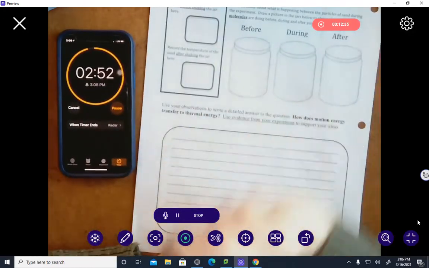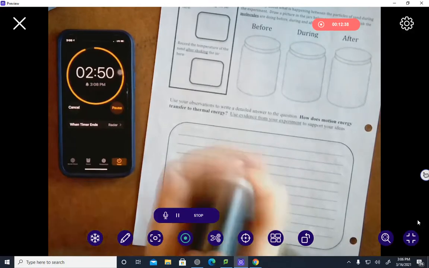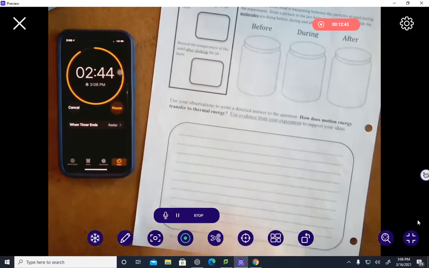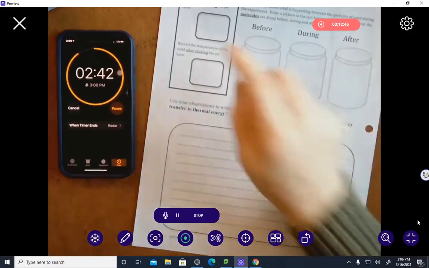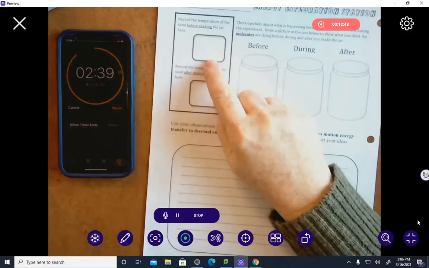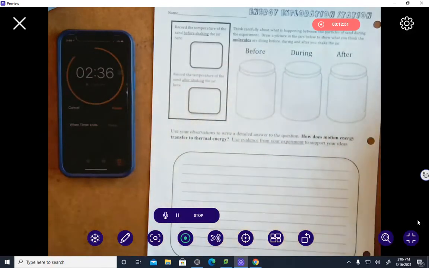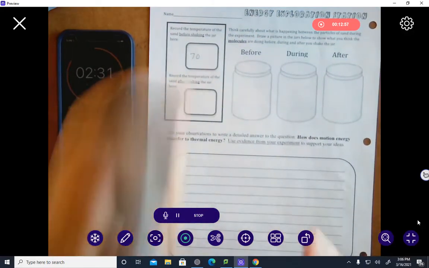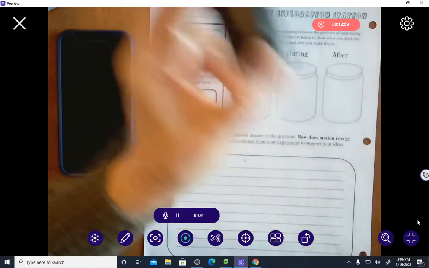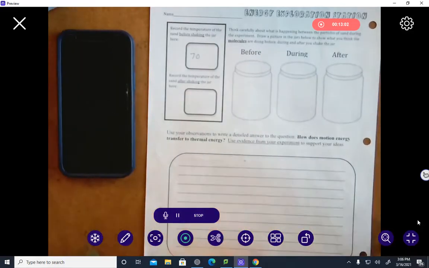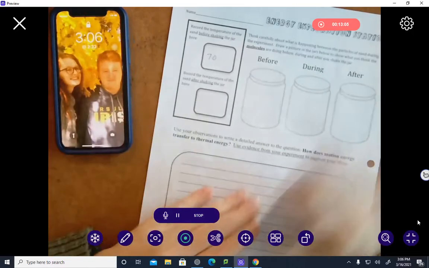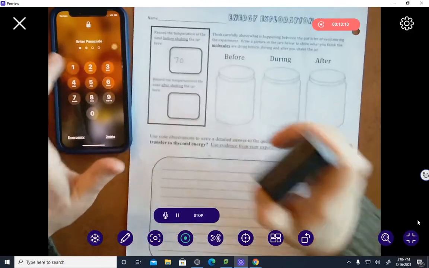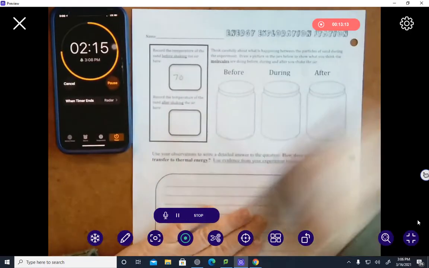and I would ask them, what do you think's going to happen? And we're just going to keep this shaken. And remember to write down 70 here. Let's see, I'm going to keep going. Some people were radical shakers, and some people were just kind of doing this real slow, but I wanted to keep going here. Wow, it's only been 45 seconds.